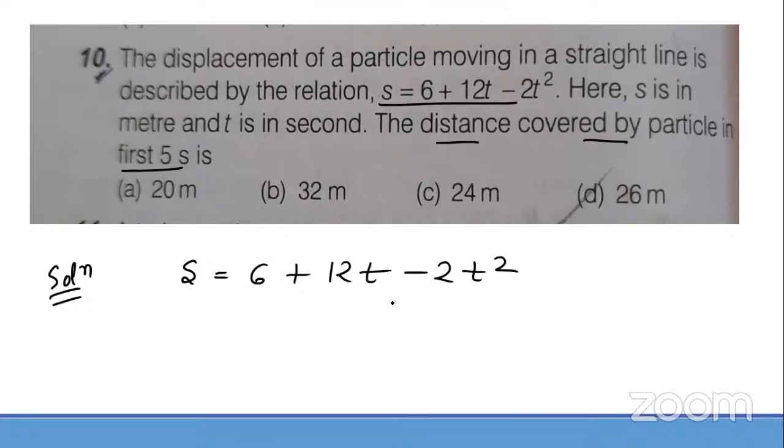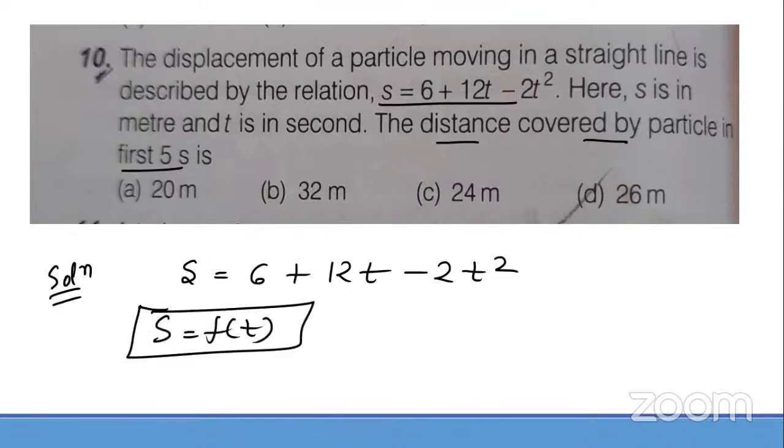Simple, students. What it will be? Anybody can answer? कैसे करेंगे इस क्वेश्चन को? Displacement as a function of time is given. How you can find the rest of the things? I mean, distance covered by the particle. How you'll find the distance covered by the particle? Anybody? Any one of you students? What do you think?